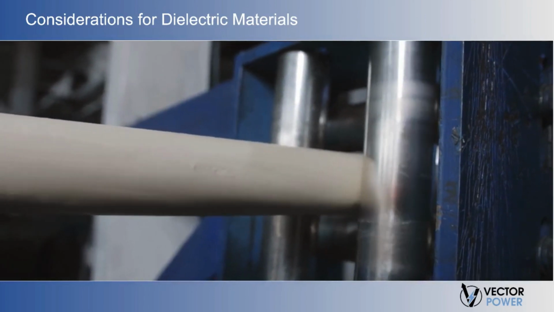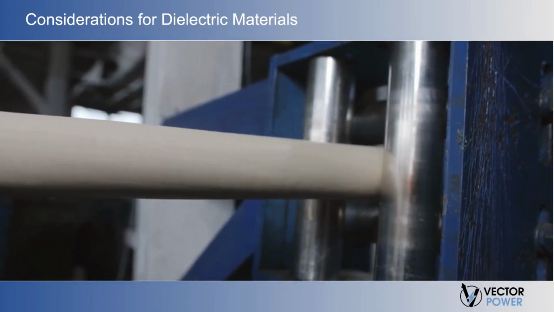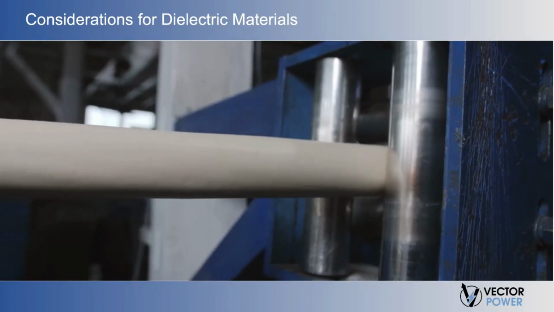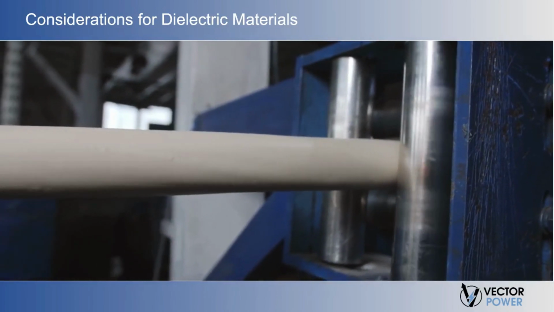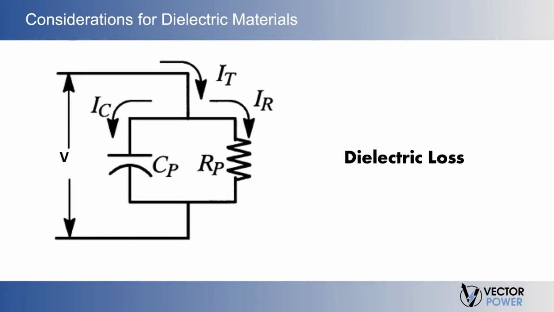Now, an important consideration for a dielectric material is its ability to support an electrostatic field while dissipating minimal energy in the form of heat. This dissipated heat or energy loss is known as dielectric loss. The lower the dielectric loss, the more effective the substance is as a dielectric material.